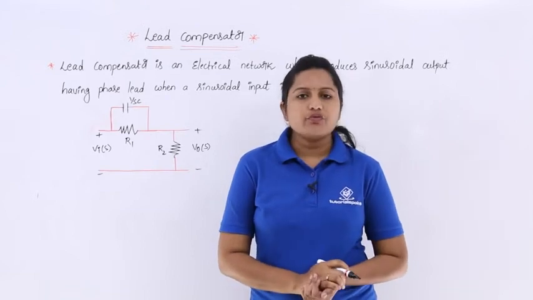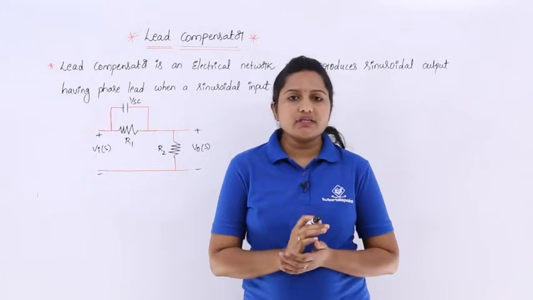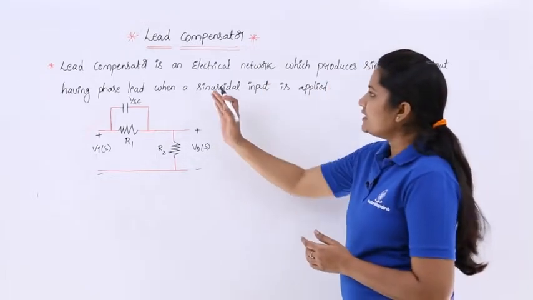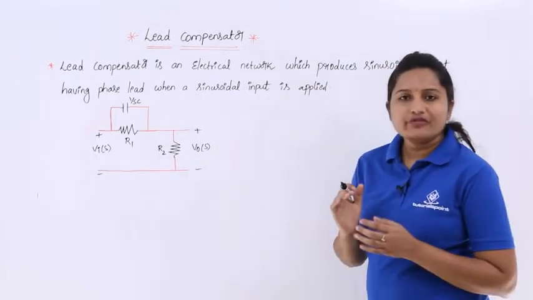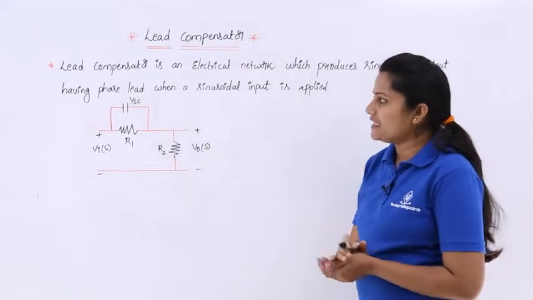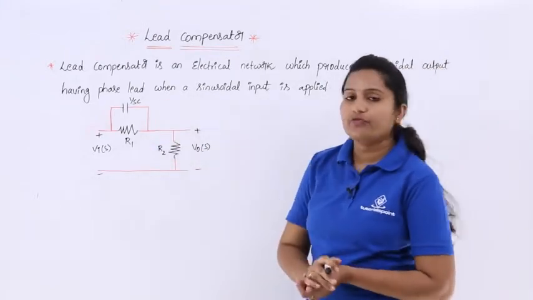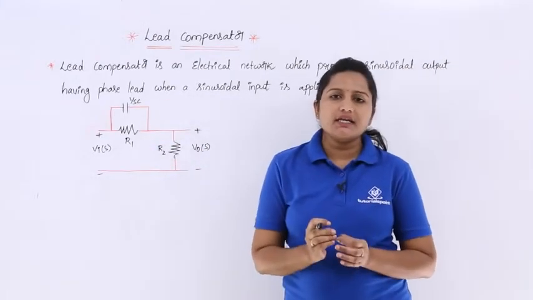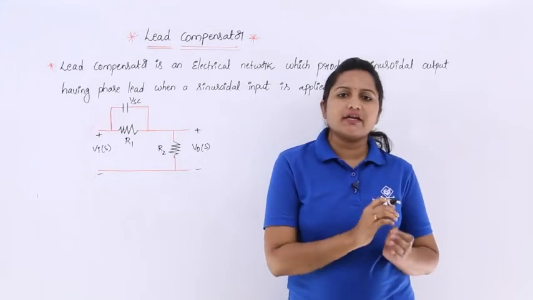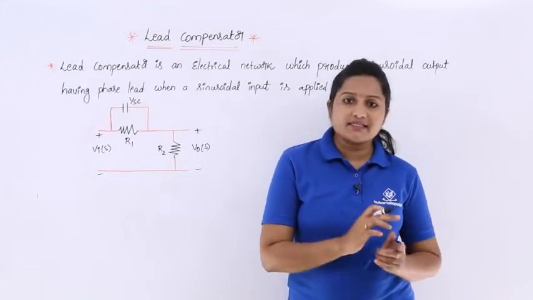In this video, we are going to discuss the lead compensator. A lead compensator is an electrical network which produces a sinusoidal output having phase lead when a sinusoidal input is applied. This is the network of the lead compensator. Generally, it will produce a sinusoidal output with a phase lead when a sinusoidal input is given.